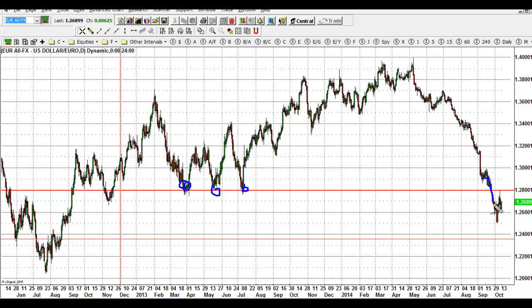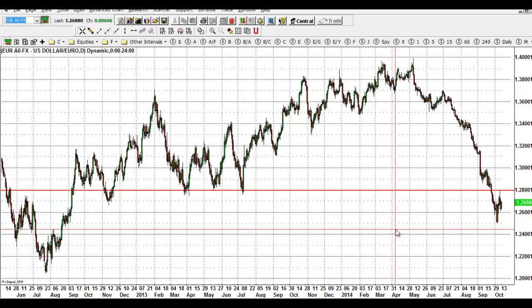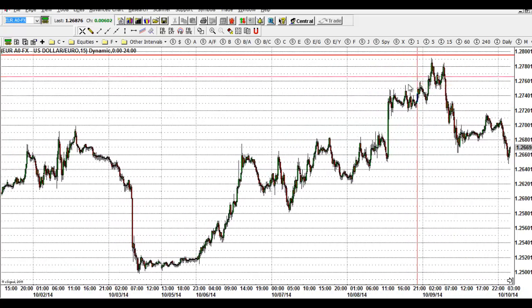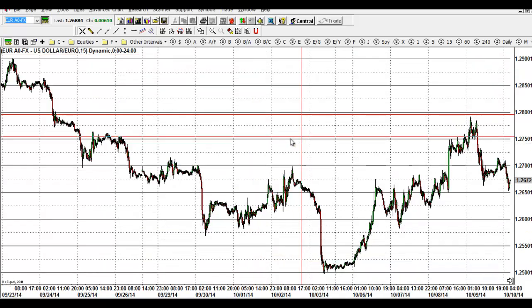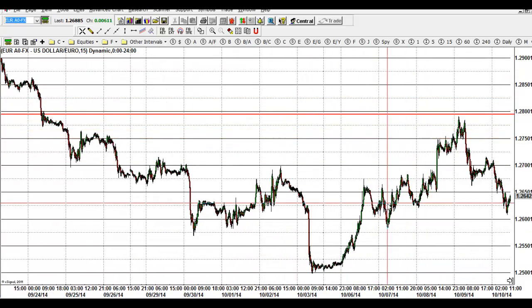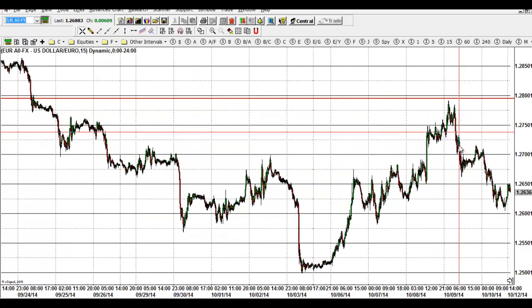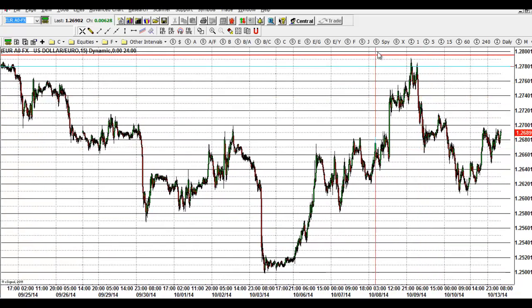Then it broke down in September and came back up and tested this area of past support. Because remember, in technical analysis, past support can turn into future resistance, and this is exactly what happened here in the euro. So for the day traders out there, this was a pretty good trade on the 15-minute chart, because you knew that there was a high probability that the market will turn around at the previous area of support, now turned resistance.